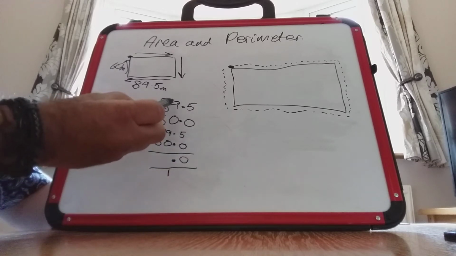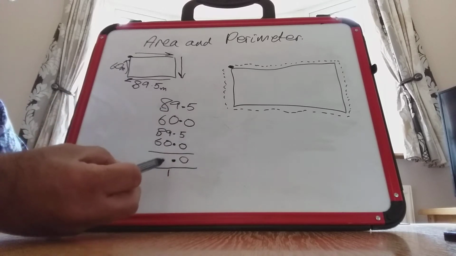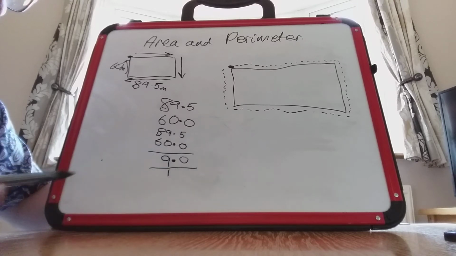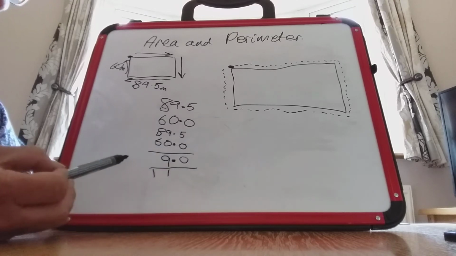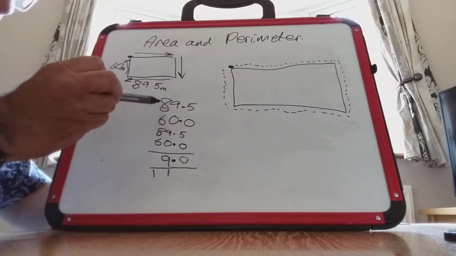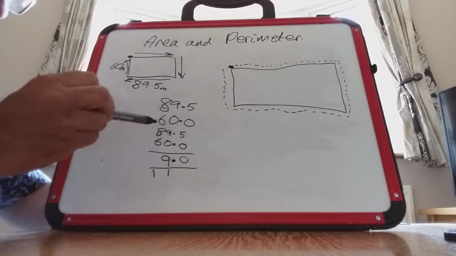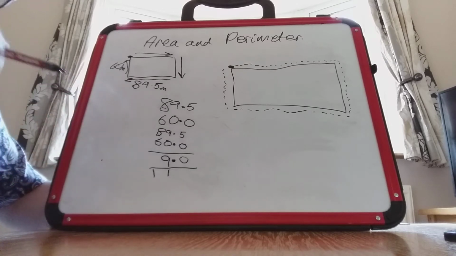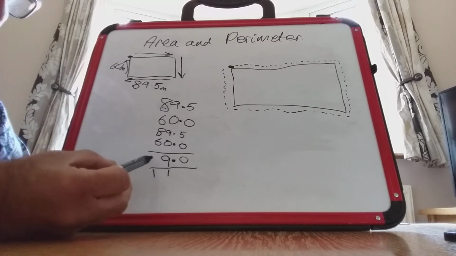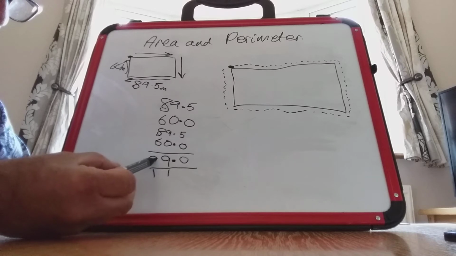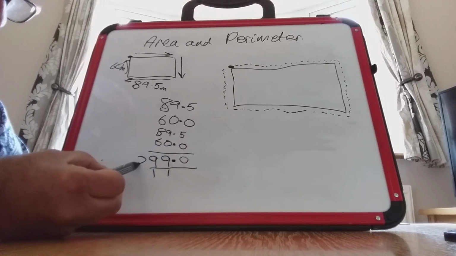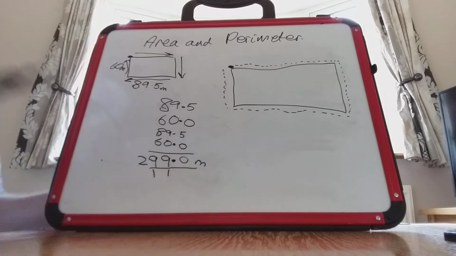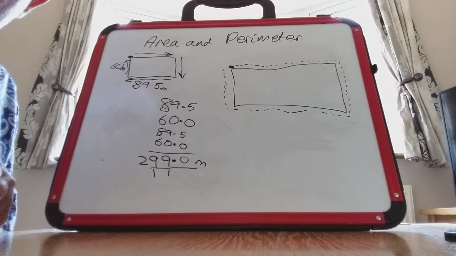Then we've got 9 add 9 is 18, plus 1 is 19, so we have a 9 here and a 1 in the next column. And then we've got 6 and 8 is 14, and 8 is 22, and 6 is 28. Plus 1 is 29, so we've got 299. So the answer is 299 meters.